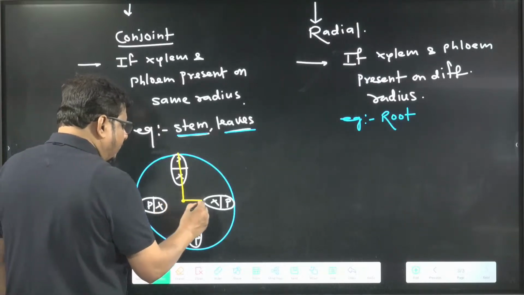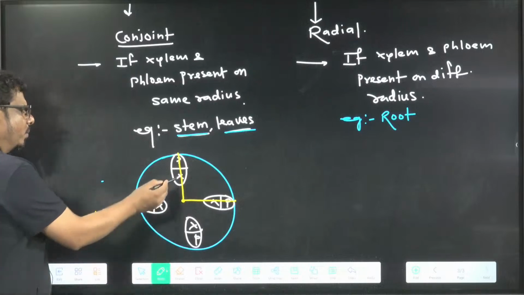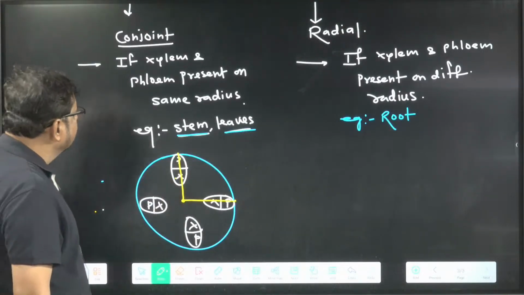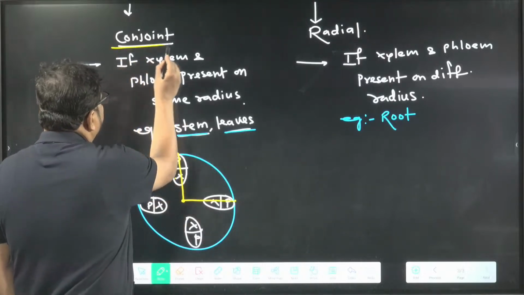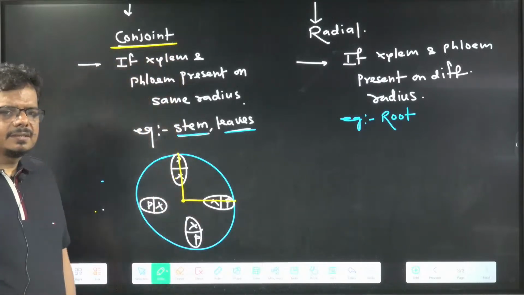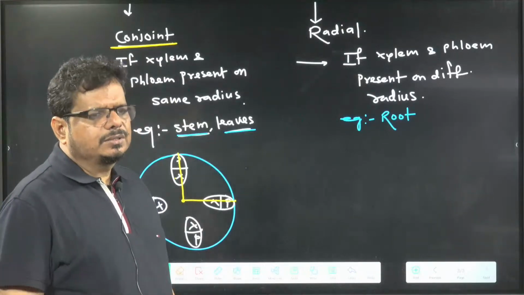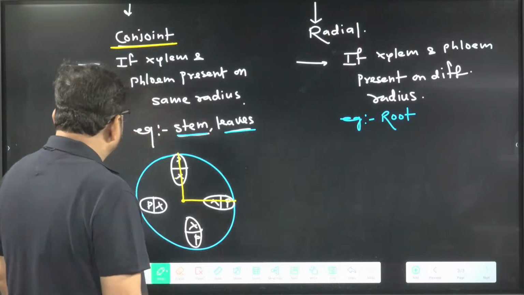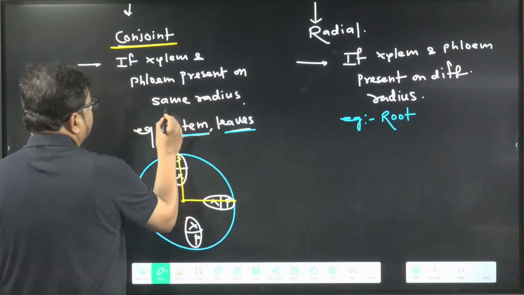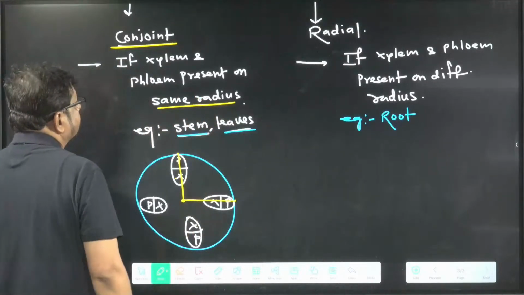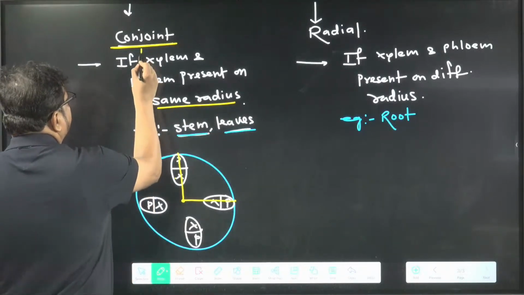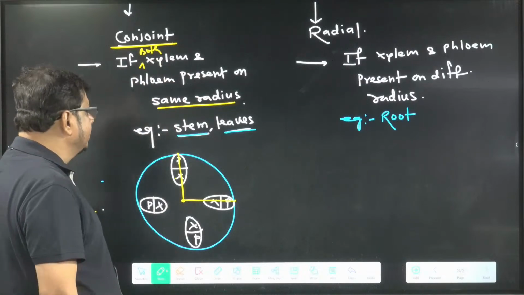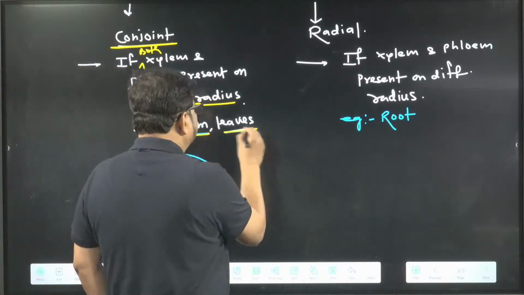So when xylem and phloem are arranged like this, both xylem and phloem present on the same radius, such a kind of vascular tissue system condition is called what? Conjoint condition. Conjoint arrangement of vascular tissue. Got the idea? Did the picture come or not? Both xylem and phloem are present on the same radius. Better to write: if both xylem and phloem are present at the same radius, it is conjoint. Where is it present? Stem and leaf.